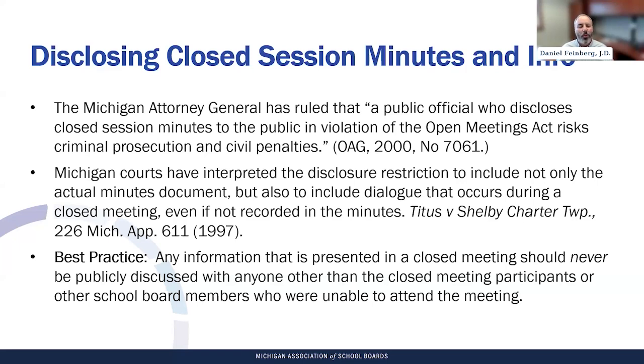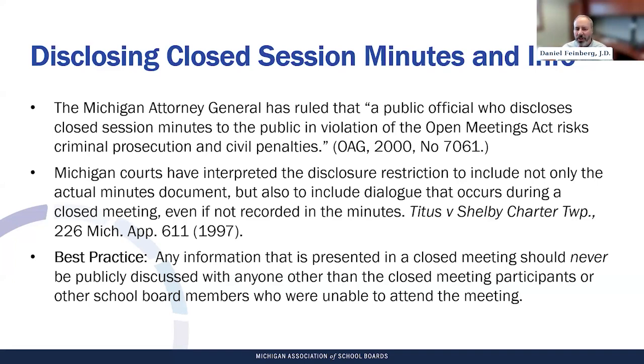And there have been questions about what happens when a board member starts talking about that, saying they had this conversation in closed session. That's a problem. So the Attorney General has ruled that a public official who discloses closed session minutes to the public in violation of the Open Meetings Act risks criminal prosecution and civil penalties. Michigan courts have interpreted the disclosure restriction to include not only the actual minutes documents, but also dialogue that occurred during a closed meeting, even if not recorded in the minutes. And so those conversations, that's really where problems start arising.